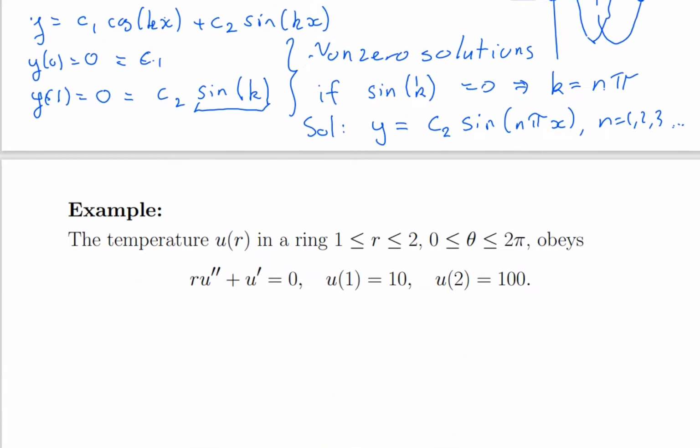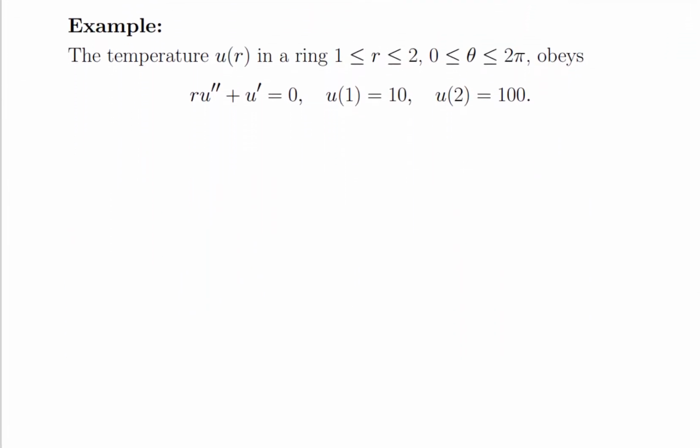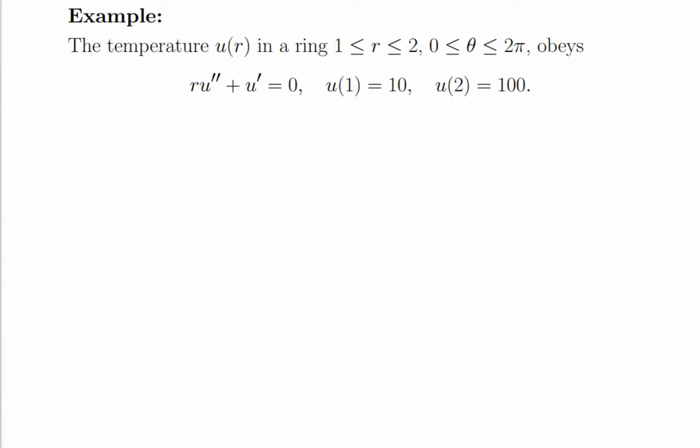The second example is a little bit different in two ways. It doesn't have this unknown parameter lambda to be determined. It says the temperature U of r in a ring shape, let's try and draw a ring. So the inner radius is 1, the outer radius is 2, and the temperature is a function of radius only, and it varies with the radius according to this function U of r.